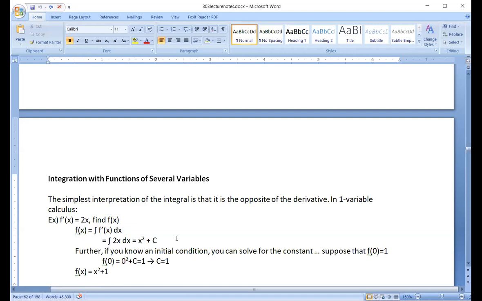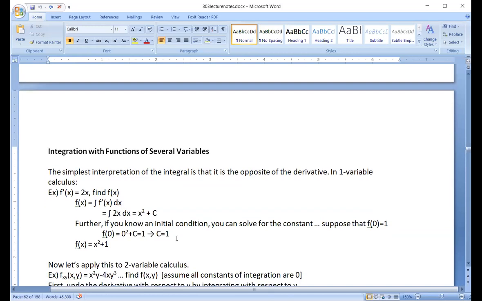So if you're told that f of 0 equals 1, you plug that in, and you get, in this case, 0 squared plus c equals 1, therefore c equals 1. So your original function in total is f of x equals x squared plus 1. Okay, so that is a very quick review of one way to do integration.